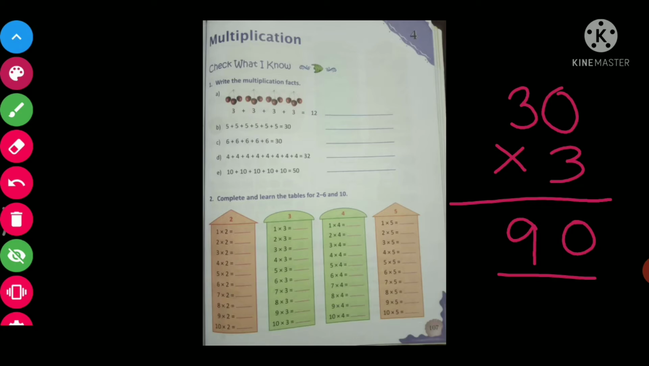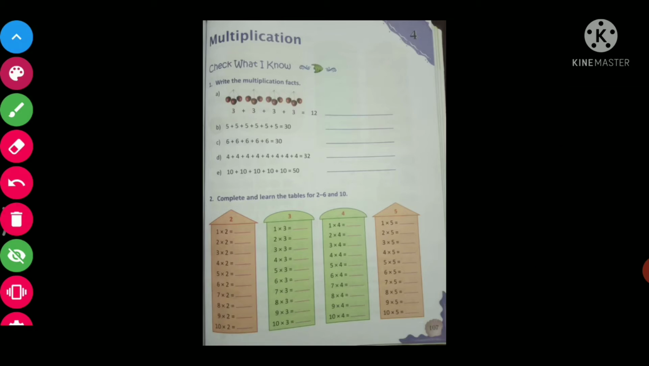Like this, in our daily life we can apply the method of multiplication. The magic of multiplication we can apply in our life. In the previous class we learned about the tables. So see the first question that is given here: write the multiplication fact.